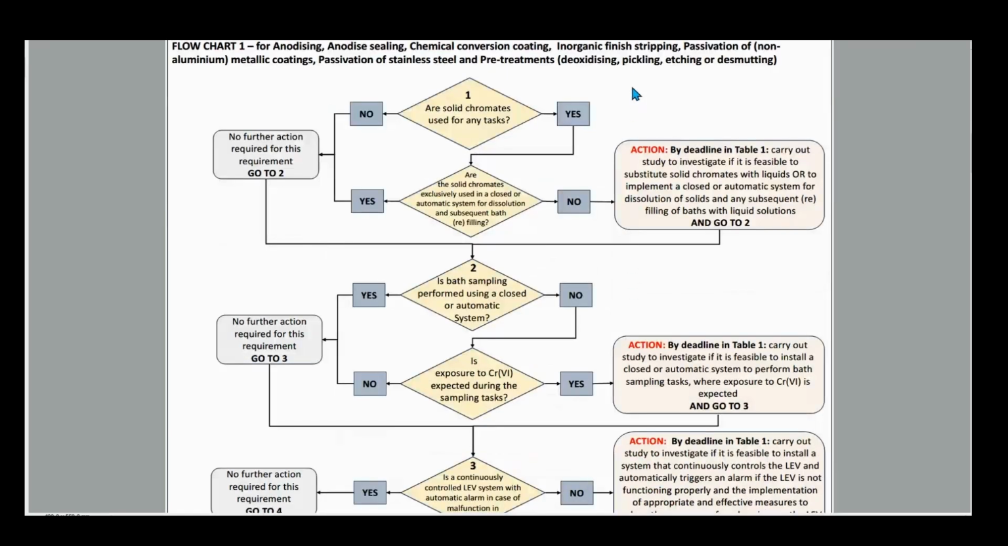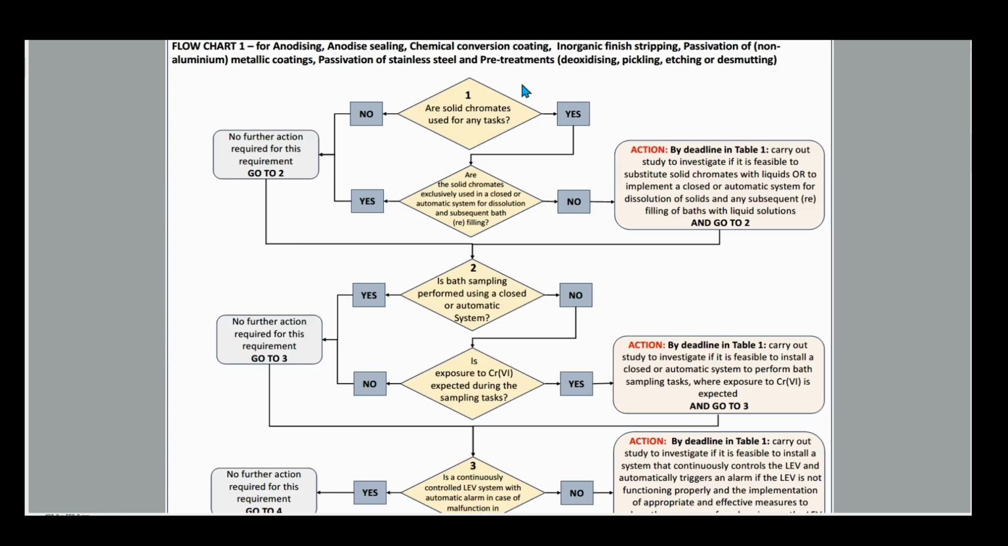Flowchart 1 will help you determine if you have to conduct a feasibility study for the ADCR uses of anodizing, anodized sealing, chemical conversion coating, inorganic finish stripping, passivation of non-aluminium metallic coatings, passivation of stainless steel, and pretreatments. The first measure that is addressed in the decision tree is the use of solid chromates for any task.